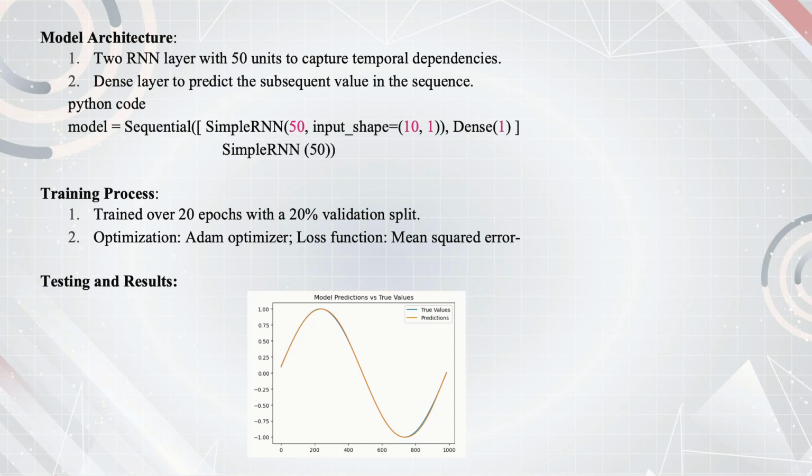So let's come to the results and discussions, which is the test results. In this, the model prediction was plotted against the actual sine wave to visually assess the performance. The resulting graph, as shown here, has a very close alignment between the predicted and the true values, indicating that the model has learned the underlying pattern of the sine wave very efficiently. Coming to the graph, the blue line, which is below the orange line, is the true values, and the orange line is the prediction. So you can see that it has predicted very efficiently. Let's go to the next slide.